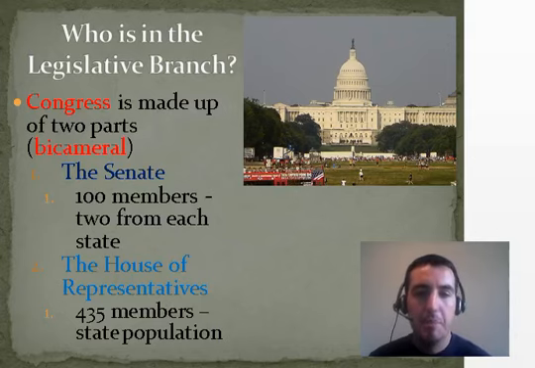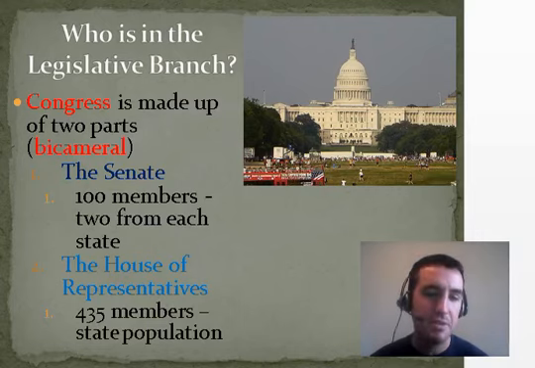They're both made up of people who represent us, but they're picked a little bit differently. Each state has two senators. So Pennsylvania has two, Delaware has two, Alaska has two, and that's how the Senate's set up.